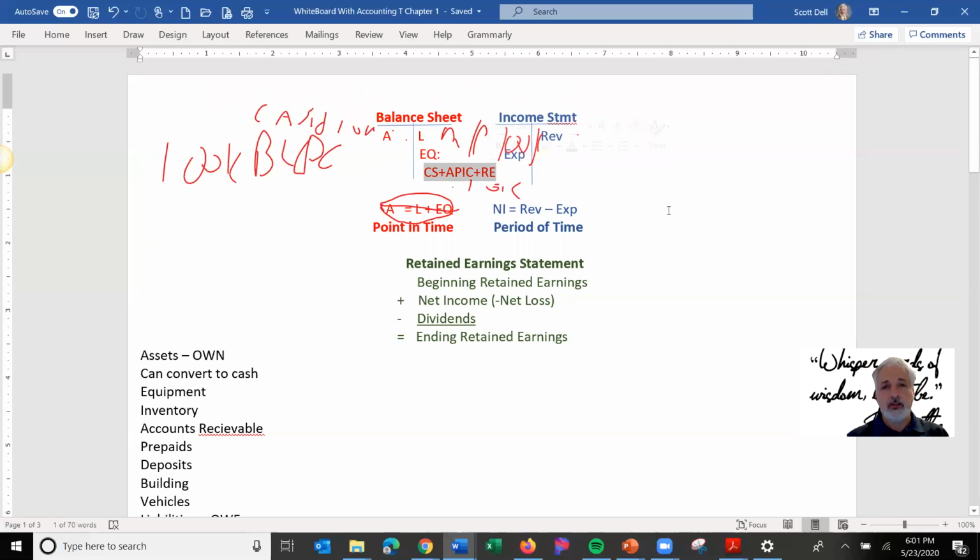What the heck is retained earnings? Let's talk about retained earnings for a minute. Retained earnings is the earnings or profits that the business has retained. They haven't distributed it in the form of dividends yet, but it is the net income and profits they make. So we can see that we have assets, liabilities, plus equity, which includes these three things, and we keep that in balance. Let's talk about our income statement.